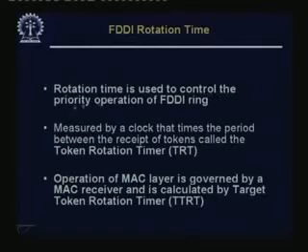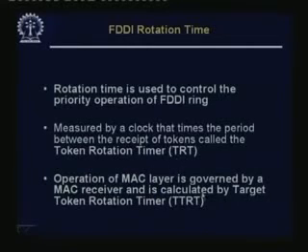So, rotation time is used to control the priority operation of the FDDI ring. We have several timers. One is measured by a clock that times the period between the receipt of tokens, called the token rotation time. That means how long the token takes to come around the ring. The operation of the MAC layer is governed by a MAC receiver and is calculated by the target token rotation time, which is prefixed, and there is a TRT which is measured.